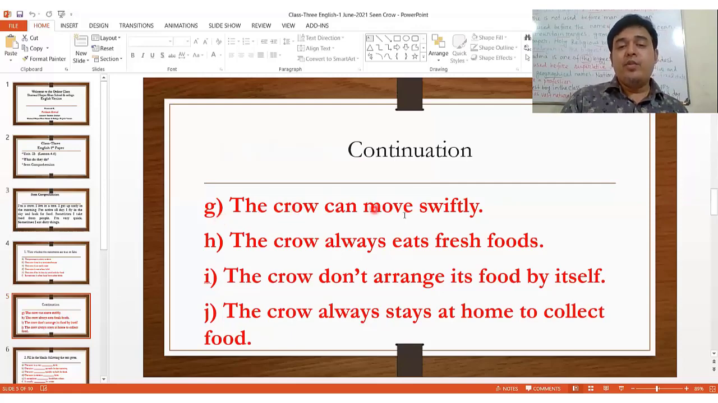The crow can move swiftly. What do you think? Is this true? Yes, this is also true, because the crow is a very quick bird and it can move very swiftly.